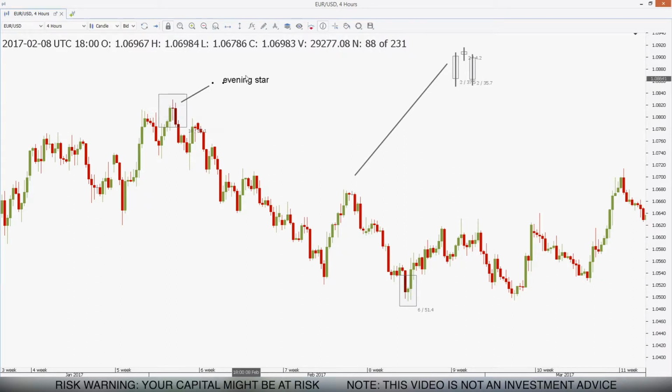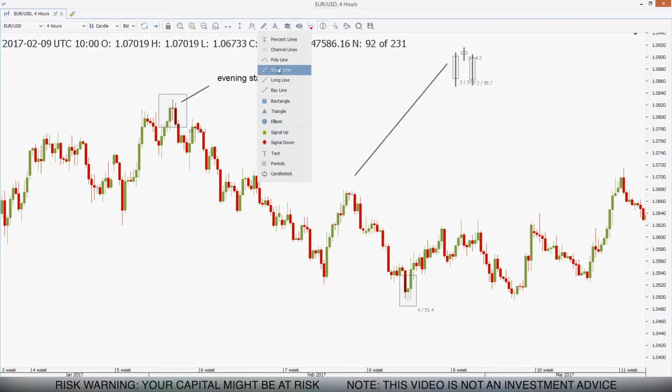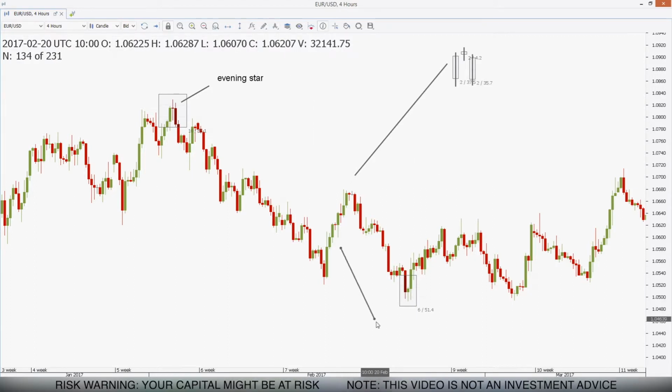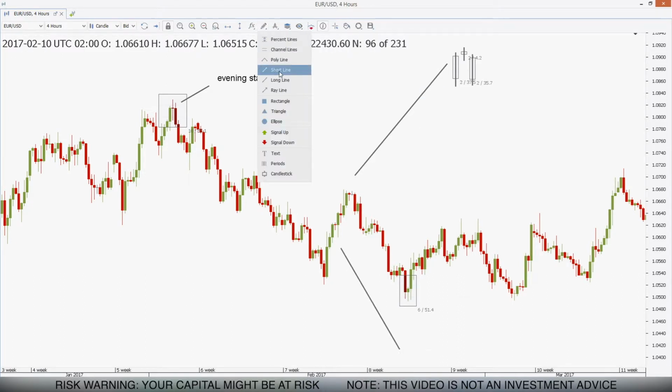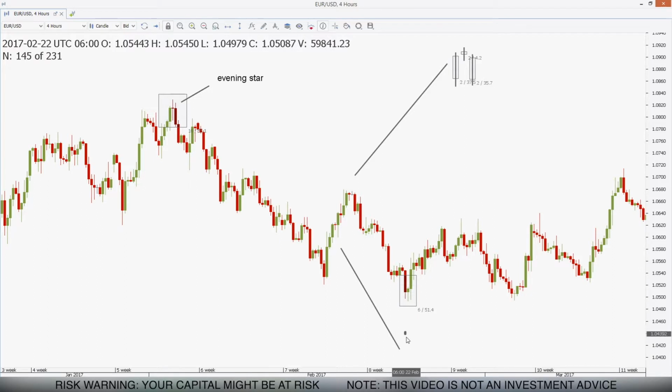The opposite, of course, is true when the market forms a morning star. You need to have a bearish trend, like it was the case here, and then you have a group of three candles. So let's go here. We have what? We have a bearish trend. Then we have a group of three candles. The first candle respects the same rules as in an evening star, only that the body is a strong red bearish body.